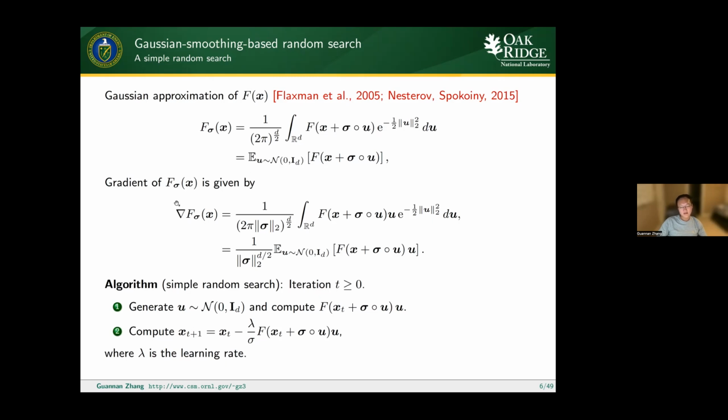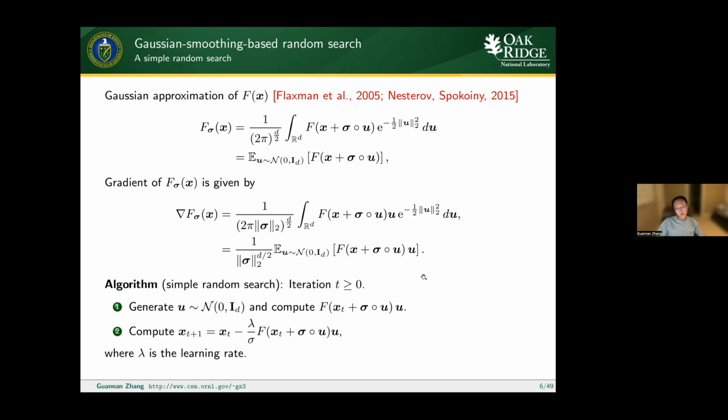In fact, the gradient of the smoothed function can also be represented as a high-dimensional expectation of just the loss function itself plus the increment. We want to emphasize that this evaluation of the gradient of the smoothed function does not involve the gradient of the original function, which makes it easy to use.